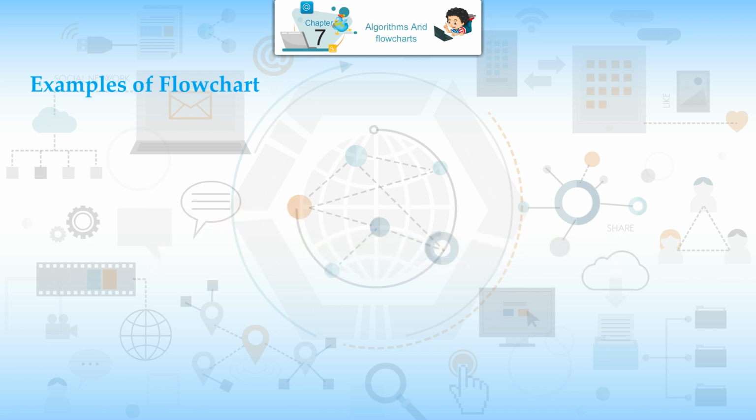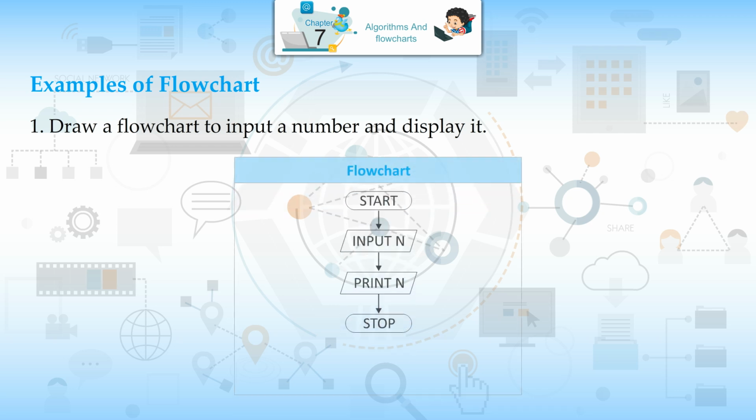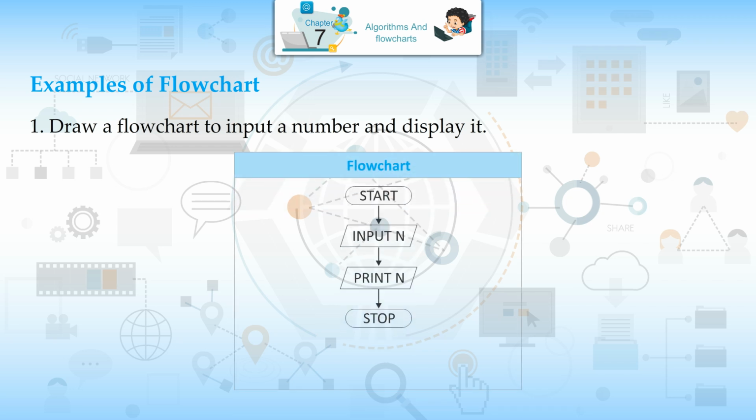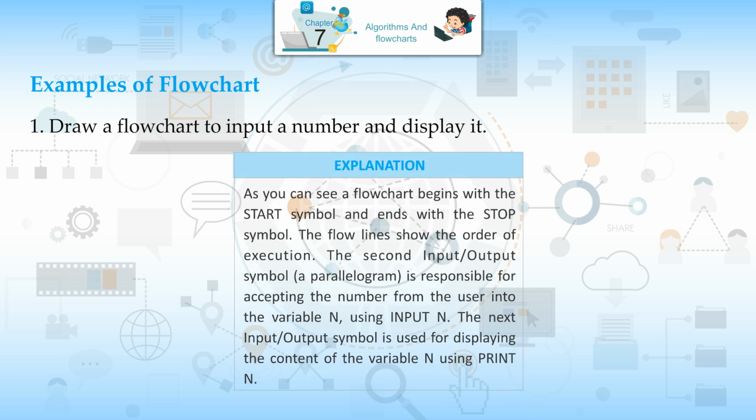Examples of flowchart. 1. Draw a flowchart to input a number and display it. Flowchart. Start, input n, print n, stop. Explanation. As you can see, a flowchart begins with the start symbol and ends with the stop symbol. The flow lines show the order of execution. The first input or output symbol, a parallelogram, is responsible for accepting the number from the user into the variable n using input n.